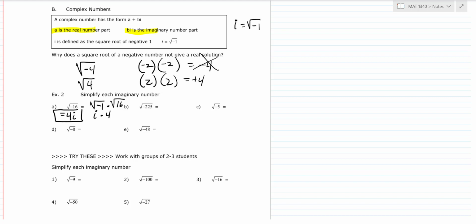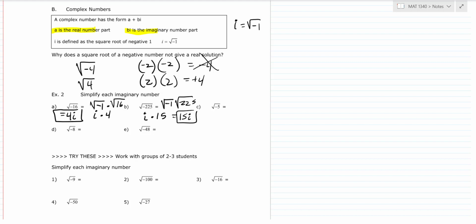The next problem is the same thing. You're going to break this up and write this as square root of -1 times square root of 225. Again, the square root of -1 is i. Square root of 225, if you don't know that, you could take your calculator and you would get 15. So the result of that is written as 15i. Okay. And then the rest of these examples just have a little bit of algebraic simplifications to them.